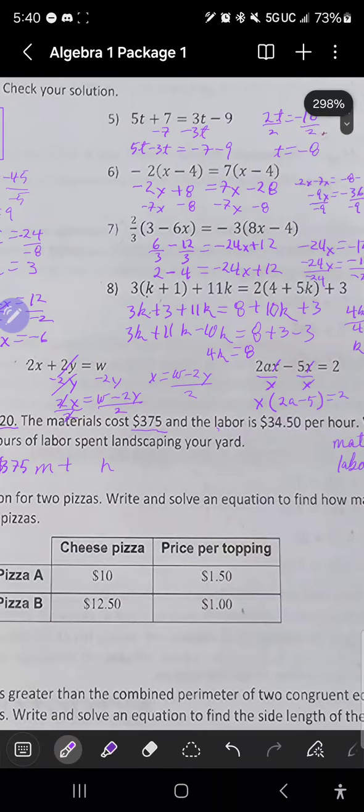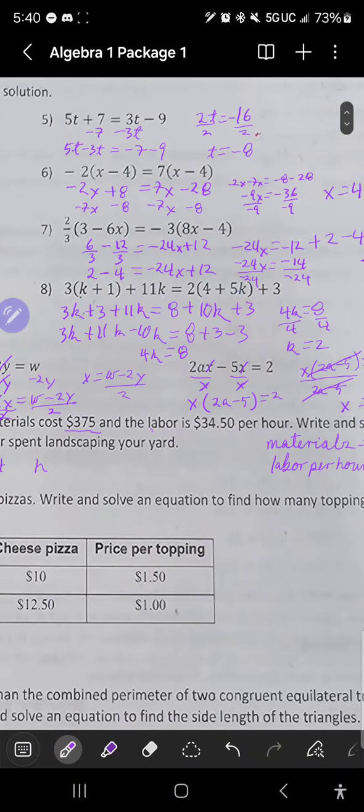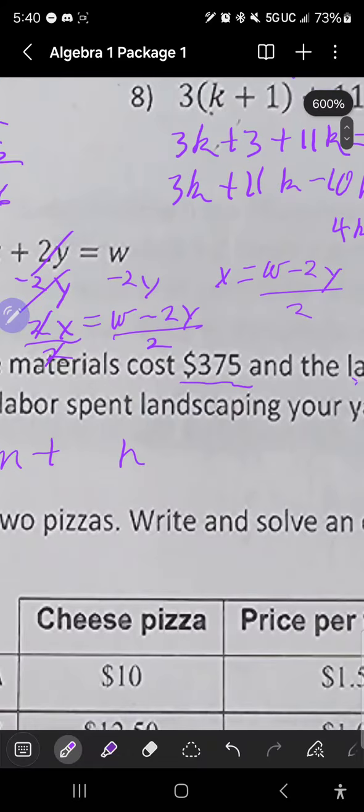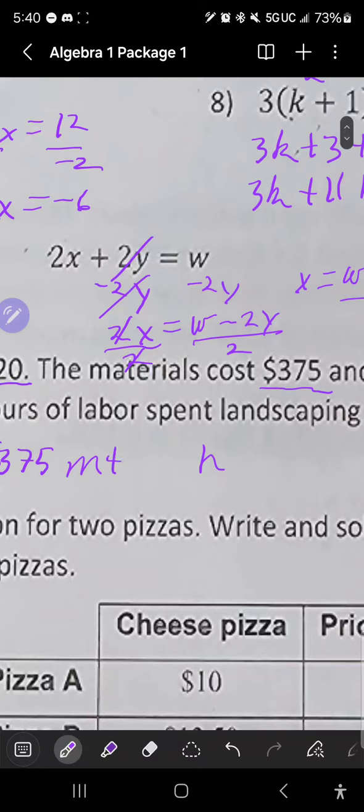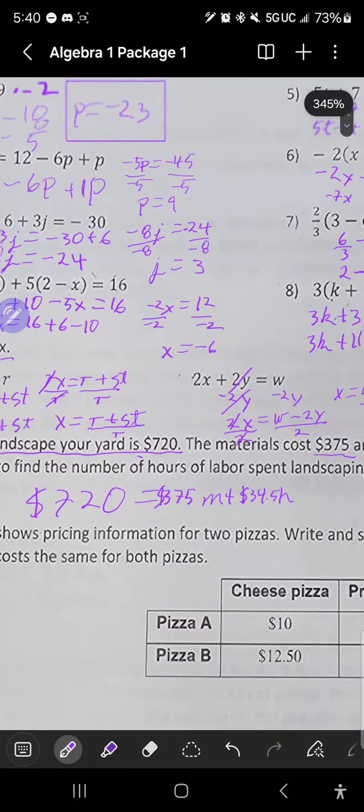And it says that for each hour the labor is $34.5. I can say that for each hour the labor is $34.5. And this is going to be our equation.